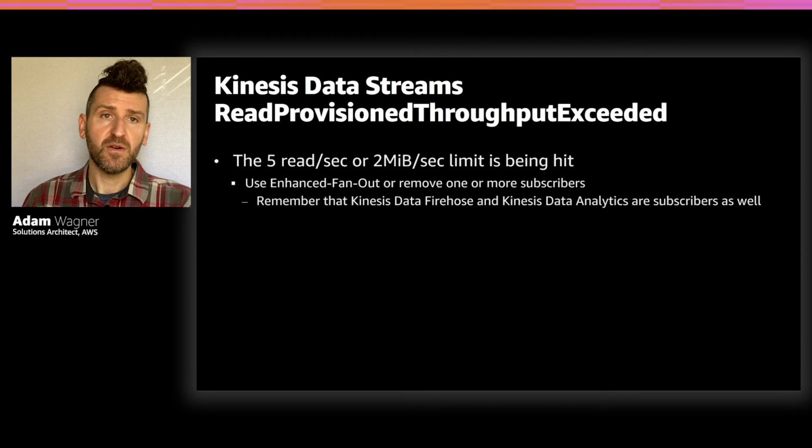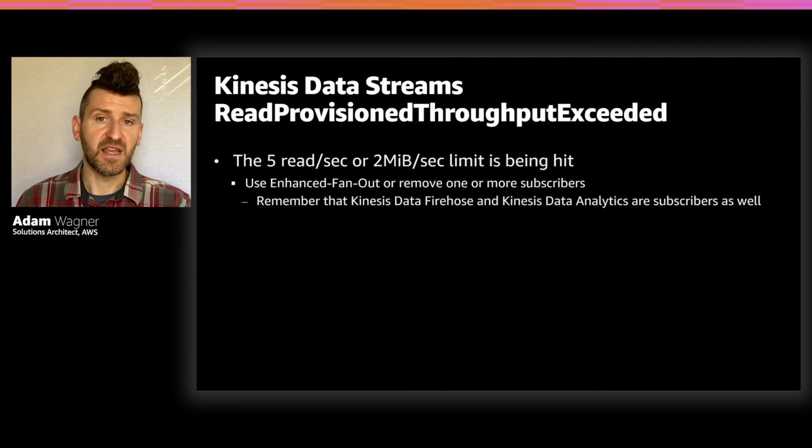So what about if you're getting read provisioned throughput exceeded on your Kinesis data stream? This basically means that you are doing too many reads per second or pulling too much data off of that Kinesis data stream. And that could be just basically having too many subscribers on that stream. One option here is to use enhanced fanout. This basically gives a dedicated read pipe to a specific application or a Lambda function from your Kinesis data stream that doesn't take up one of those 5 reads. So that's a good thing to look at.